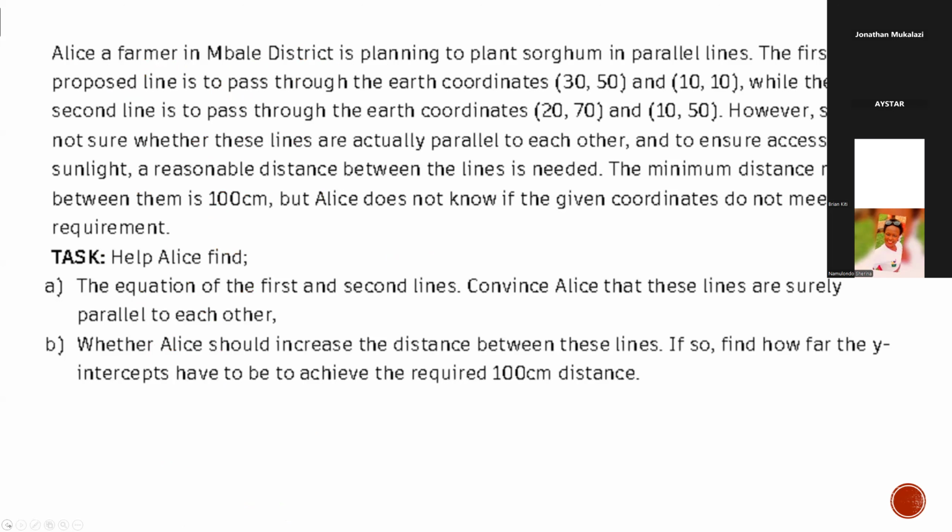Should Alice increase the distance between these lines? Because the question tells us that the minimum distance between them should be 100 centimeters. So we need to find out what the minimum distance between these lines is, and then see if it's at least 100 centimeters. And if it isn't, then we'd have to make an adjustment to how far the y-intercept should be.